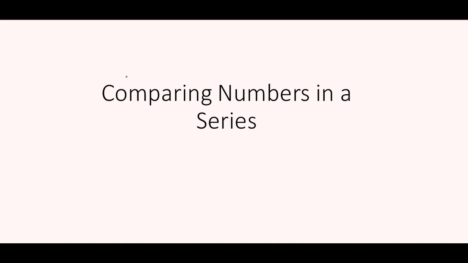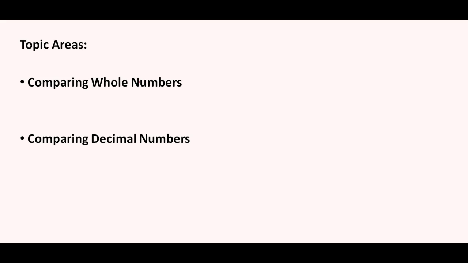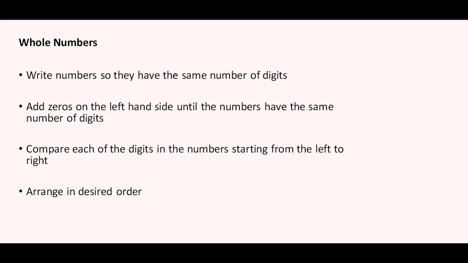Now it's time for us to look at how we can compare numbers in a series. We're going to compare whole numbers and then also compare decimal numbers. The rule for comparing whole numbers is we want to make sure that all the numbers have the same number of digits, and for whole numbers we want to add zeros to the left-hand side of the numbers until they have the same number of digits. We compare the digits starting from the left to the right, and then we arrange in the desired order.